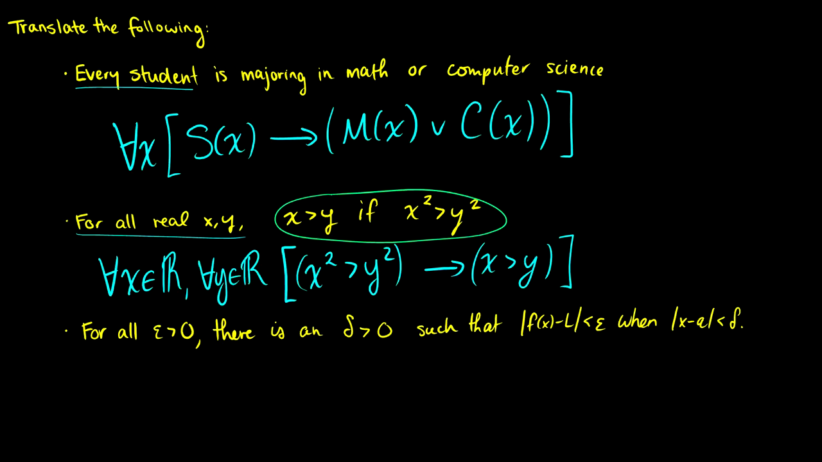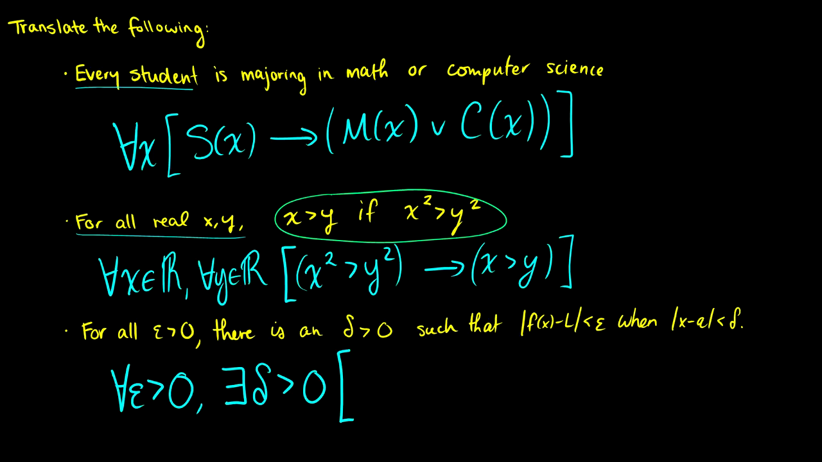Okay, the last one, for all epsilon greater than 0, there is a delta greater than 0 such that the absolute value of f of x minus L is less than epsilon when x minus a is less than delta. You might see this in a calculus course, so you might be familiar with this. Let's change that into quantificational logic. Okay, for all epsilon greater than 0, there exists a delta greater than 0 such that, so we can start our bracket here.